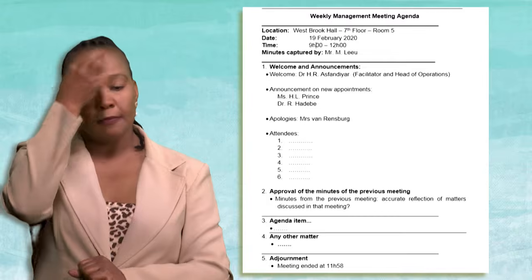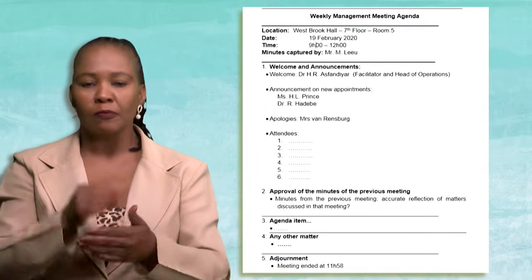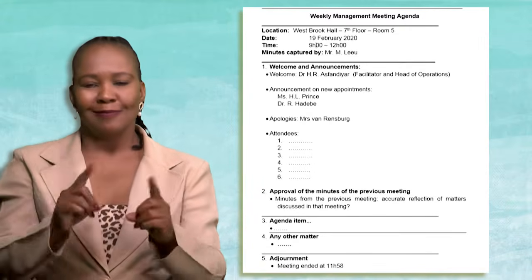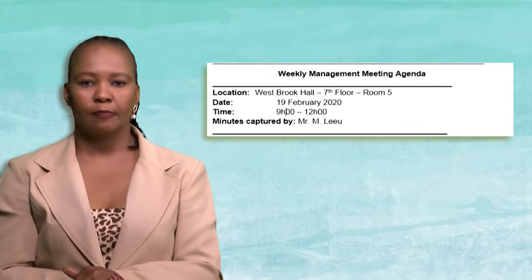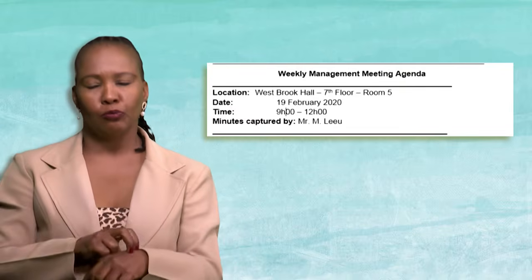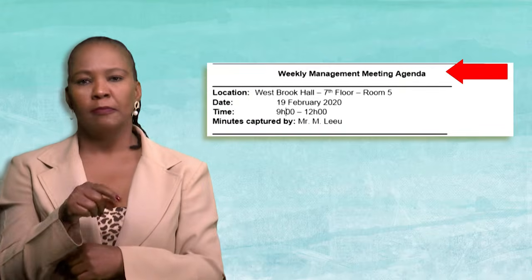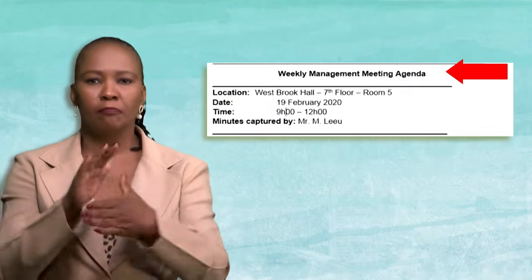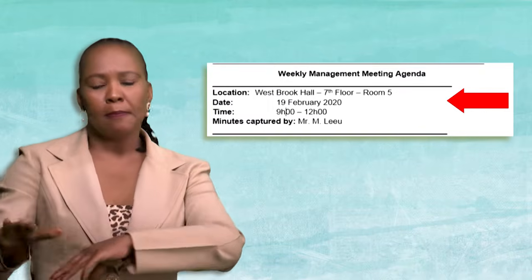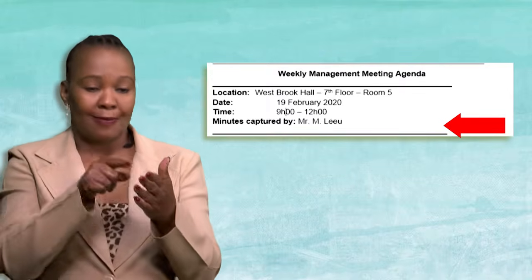Minutes of meetings are a formal record of the proceedings and discussions of a meeting that captures specific details in a required format. Some administrative details need to be captured in the header, such as the title that captures the type of meeting and the main purpose of the meeting, the date, time, place of the meeting, and the name of the person capturing the minutes.